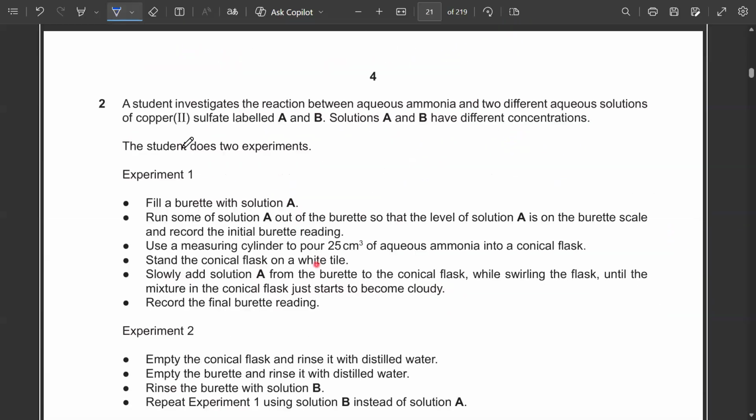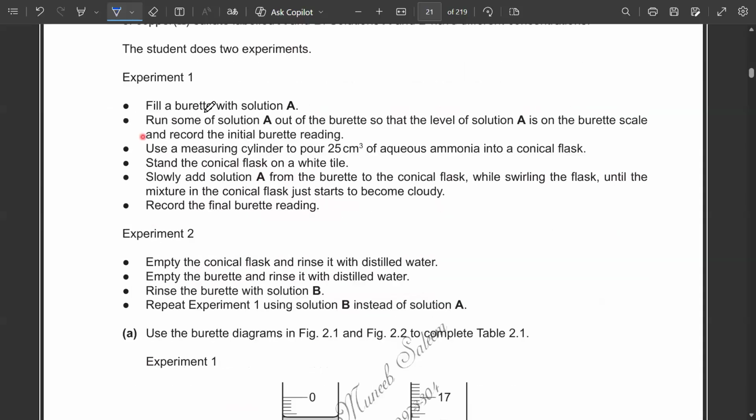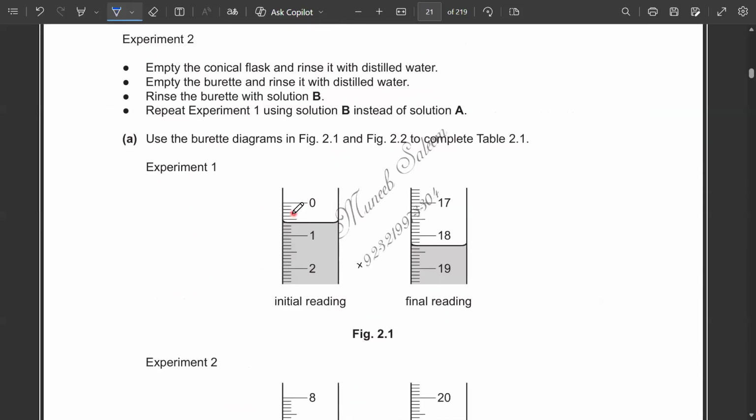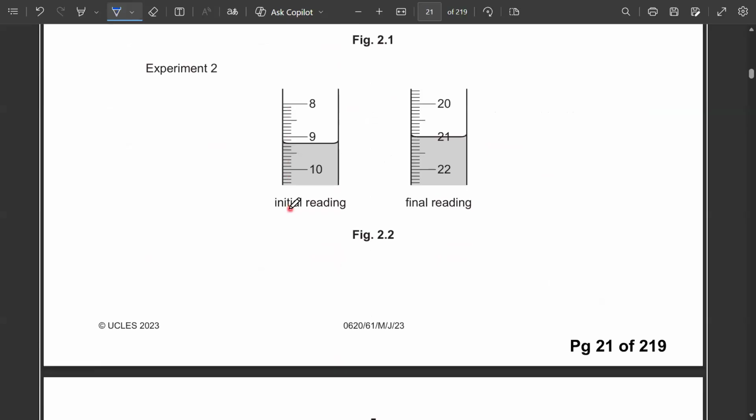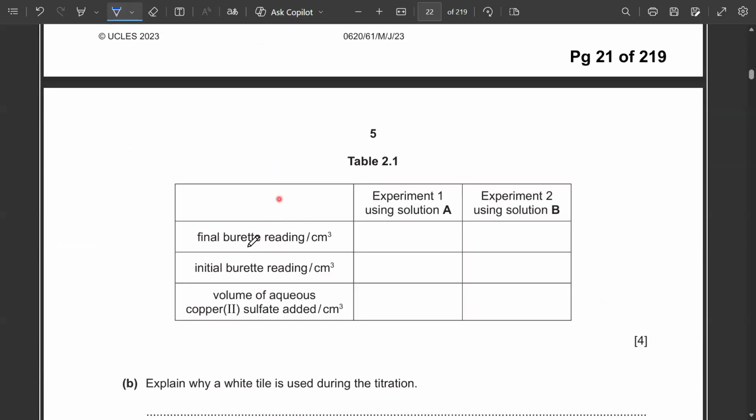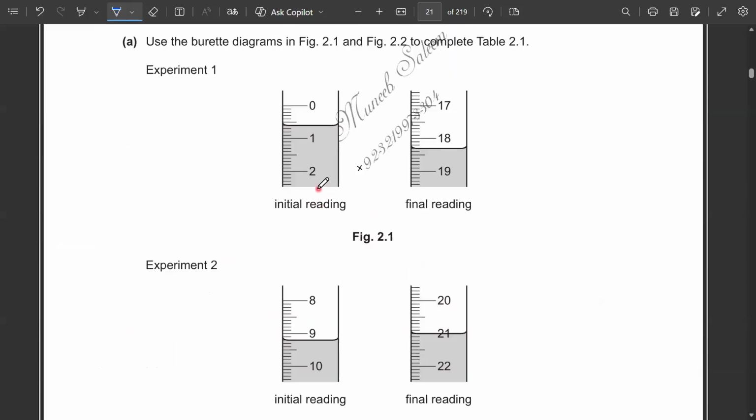Now we move on to the next question, question number 2. Student investigates. I will just move on to the part of answering because you can read the question by yourself. It says just fill up the table by proper reading. So experiment 1, final burette reading, which is over here.